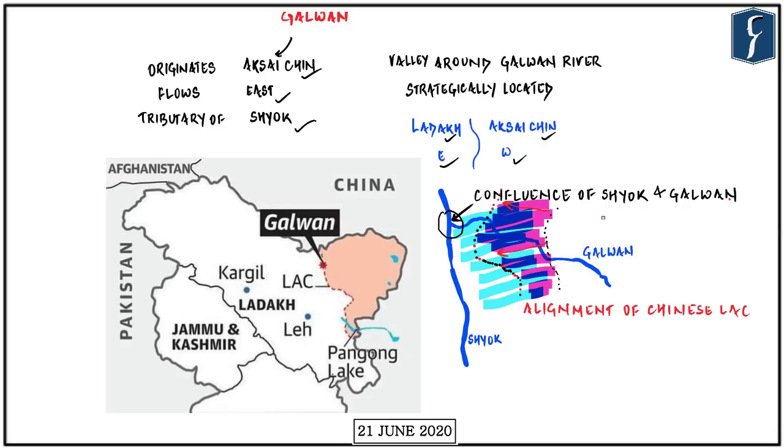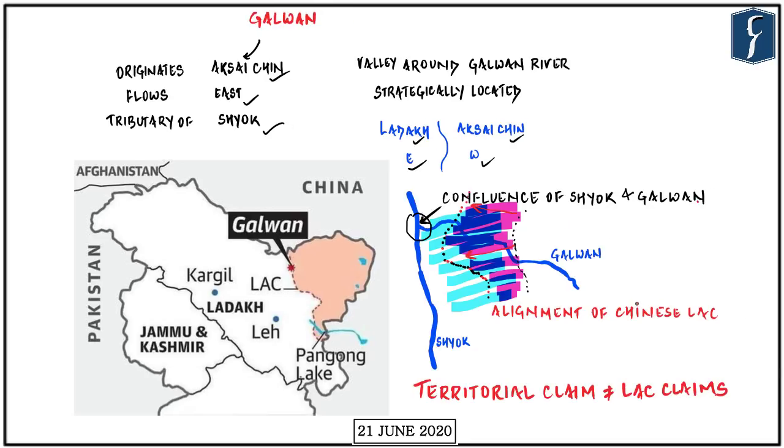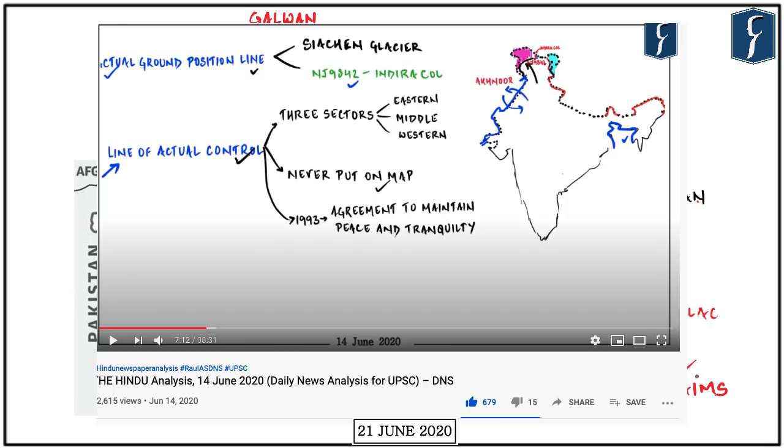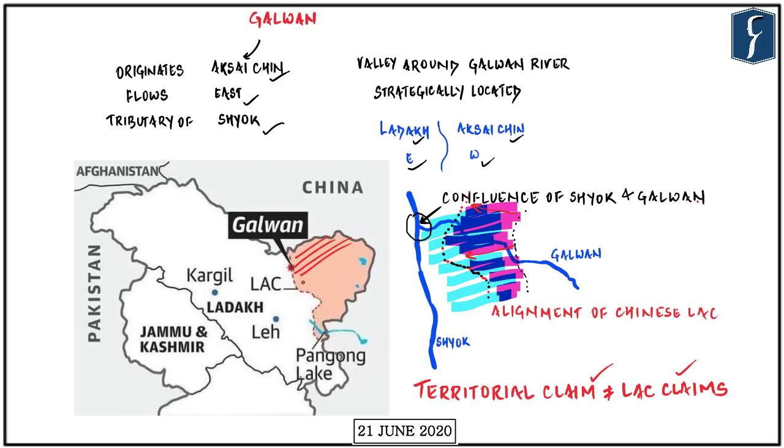Now, the question arises that by citing these territorial claims, can China alter the line of actual control? And towards this end, the article highlights that territorial claims are not the same as LAC claims. The distinction between territorial claims and LAC claims, although sometimes blurred, is that they are not exactly the same. For example, the LAC refers to the territory under the effective control of each side, not to their entire territorial claim. As we have discussed in the previous DNS, we clearly understood that the map of India still shows the territorial claim of the Aksai Chin.